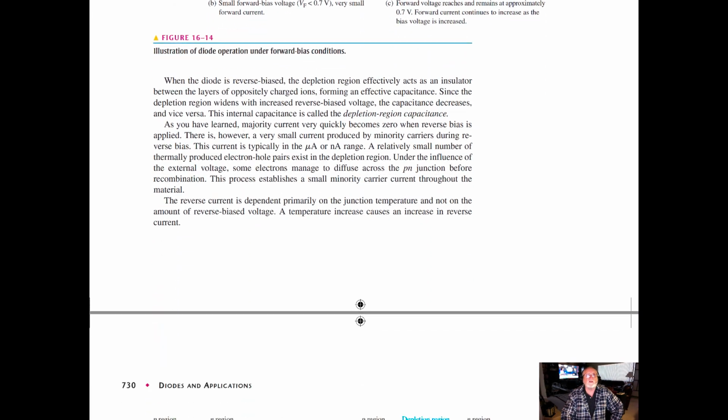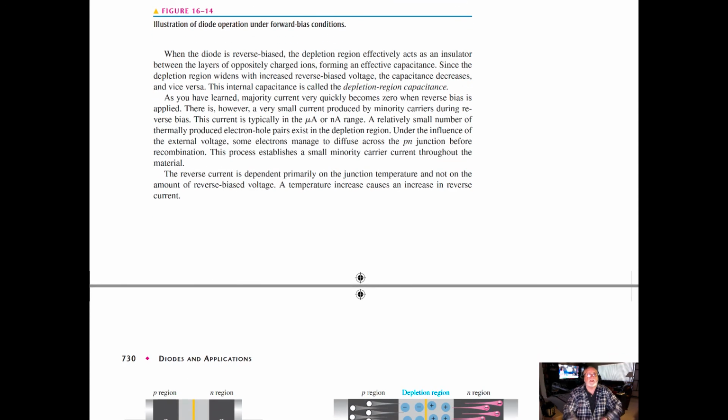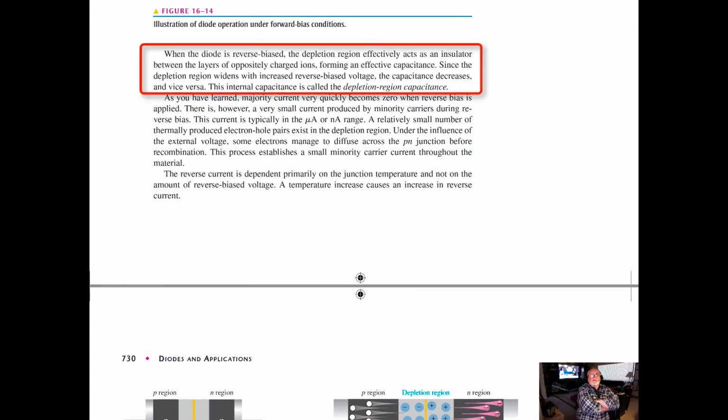So when the diode is reverse biased, the depletion region effectively acts as an insulator between the layers of oppositely charged ions, forming an effective capacitance. Since the depletion region widens with the increased reverse bias voltage, the capacitance decreases and vice versa. The internal capacitance is called the depletion region capacitance.